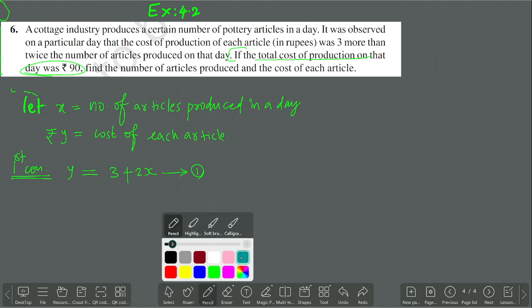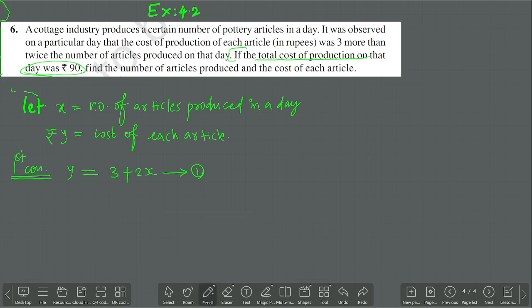Okay, next we are moving. Yeah, the second condition.